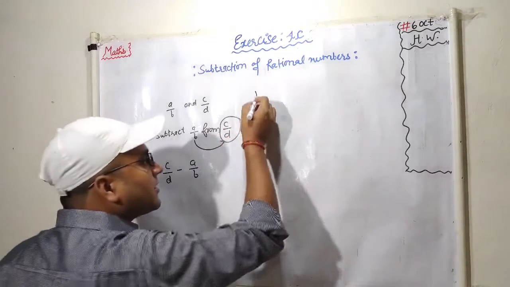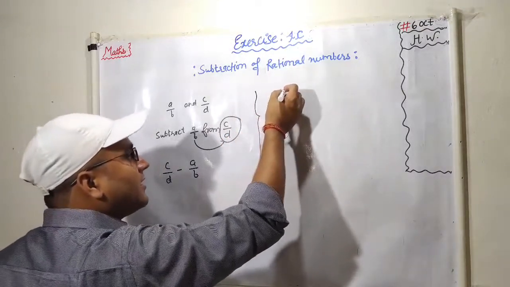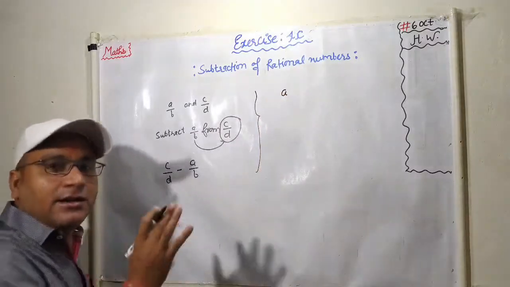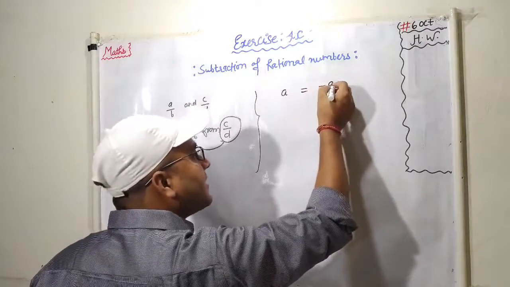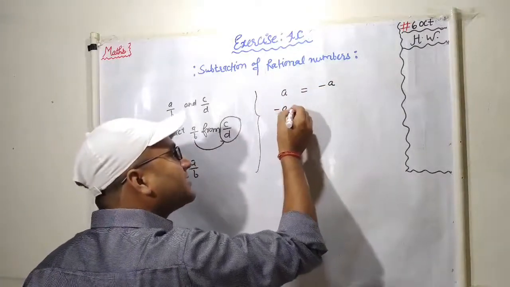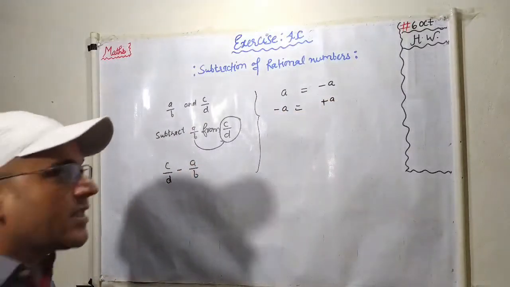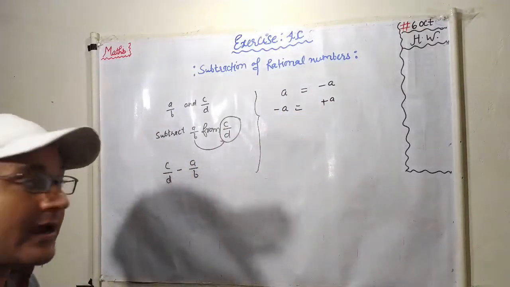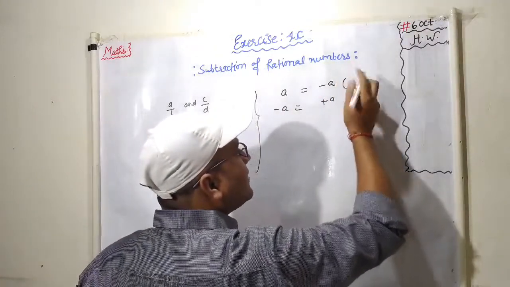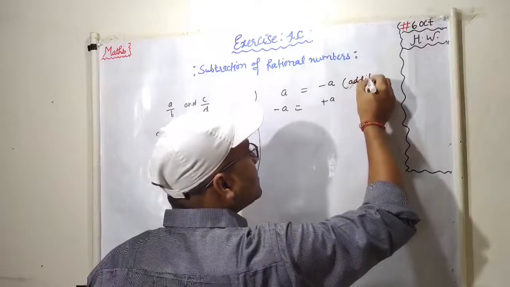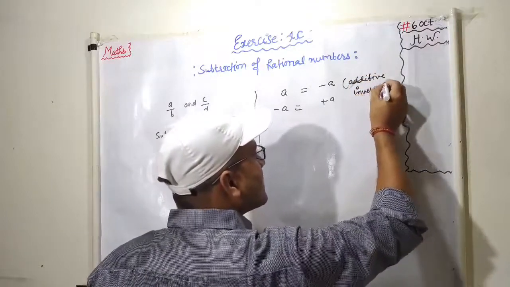One important point related to this subtraction: suppose a is any integer. What is the additive inverse of a? You know that it is minus a. What is the additive inverse of minus a? That is a, just opposite in sign. If it is plus, then it is minus in case of the additive inverse.